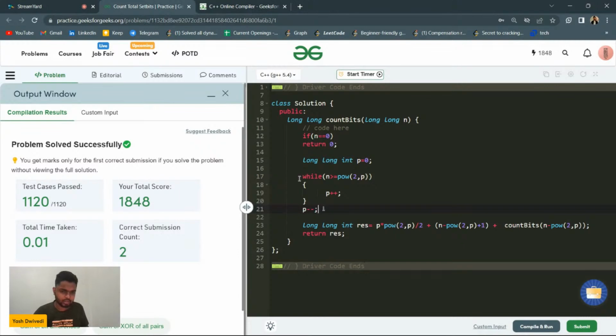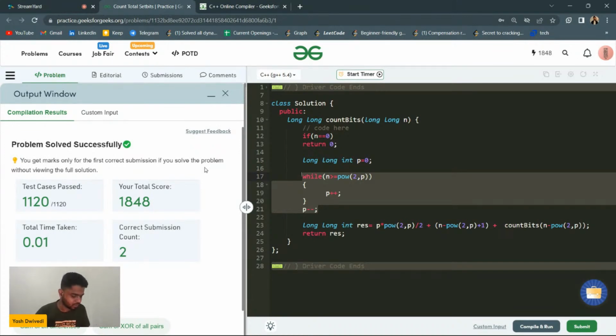Is it clear? Because basically I'm finding the closest power of 2, so this will take log n time. You can observe it is running almost 3 times for 13. So it's logarithmic only. Okay, Utkarsh Sharma, is it clear?